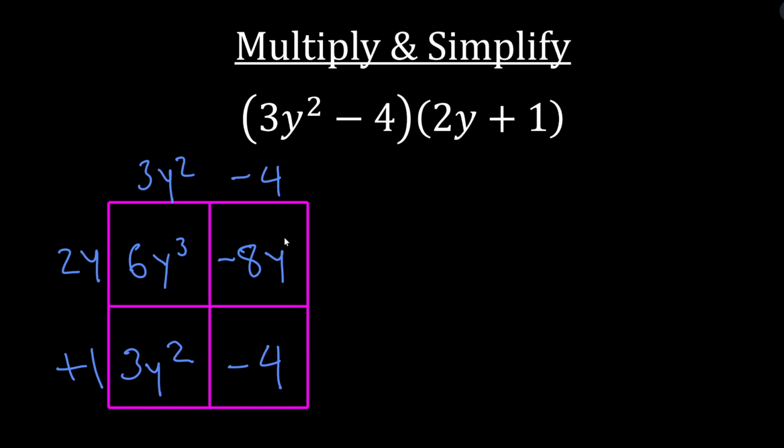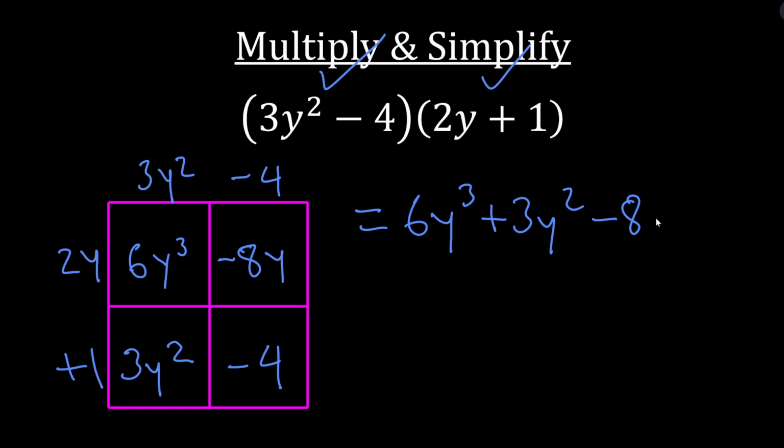Here's what's cool about this example. There are no like terms. Here I have a y cubed term, y squared, y, and constant. So the simplifying is already done, or I guess we could say there is no simplifying to do. We multiplied, we've simplified, and now we can write out our final product. 6y cubed plus 3y squared minus 8y minus 4.